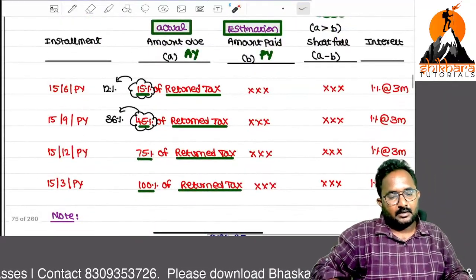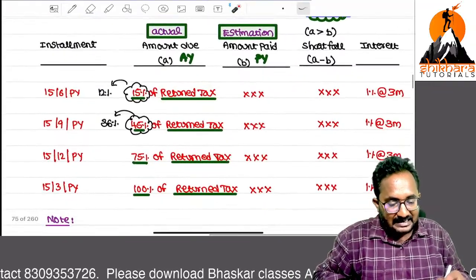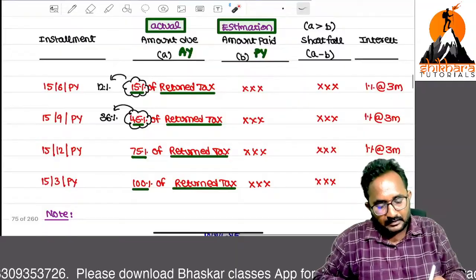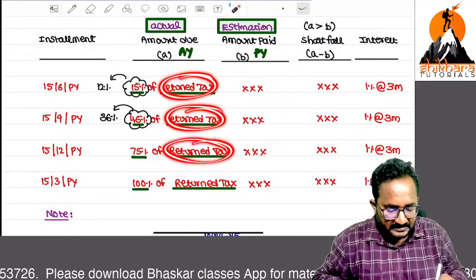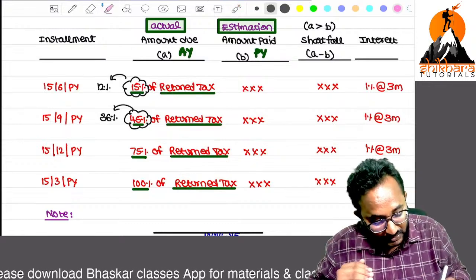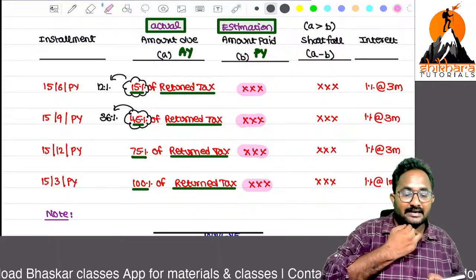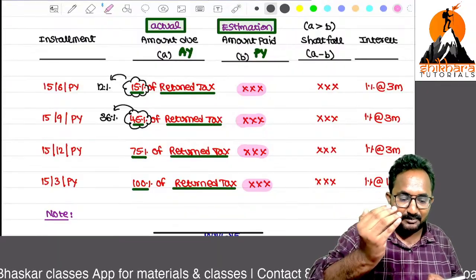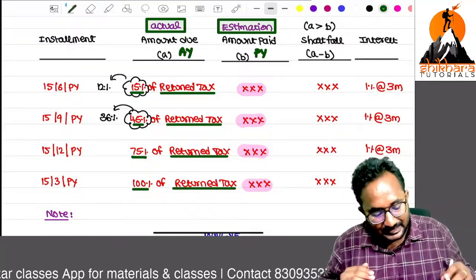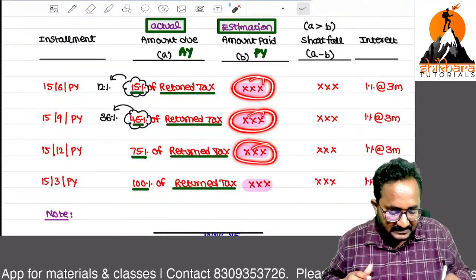Remember, without reducing that advance tax, what is the final return tax they are expecting? Yes, 15% of return tax, 45% of return tax, 75% of return tax, 100%. But I paid some amount during the previous year based on the estimations, under Section 209 estimation-based calculations. Balance advance tax liability we got. Yes, we paid that as per the installment.